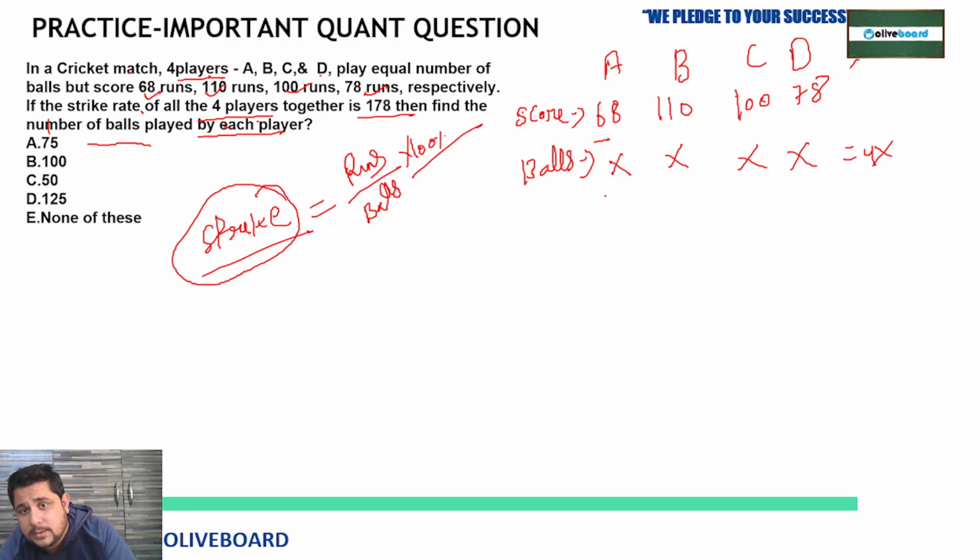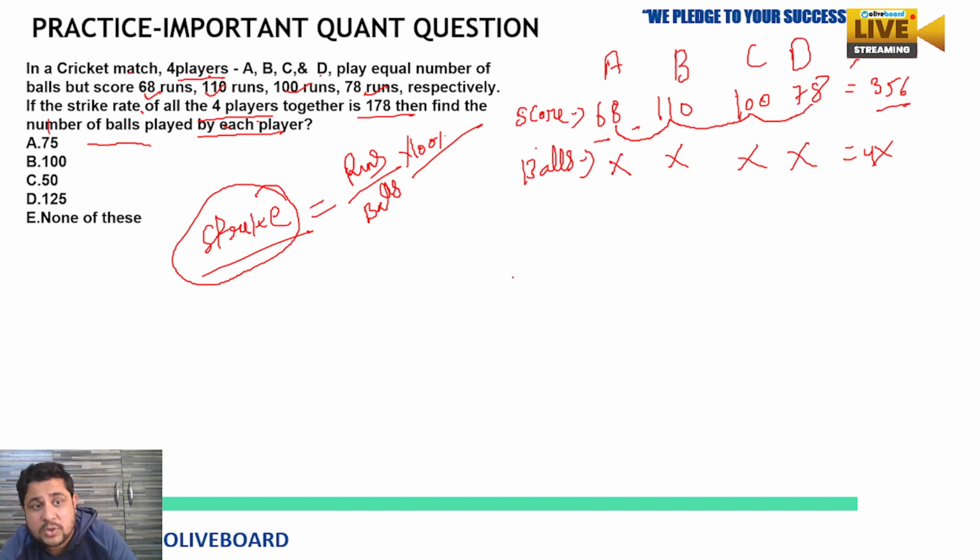Fine. Now 4x, okay, number of balls are 4x. Score is what? 68 plus 110, so 178 plus 100, 278 plus 78, so 356. Okay, this is the total run, because overall strike rate they have given us. Now 4x. So as we all know, strike rate is equal to what? This is equal to this.